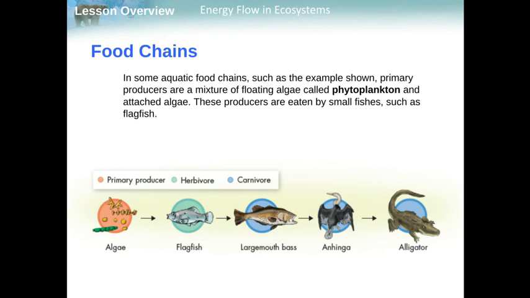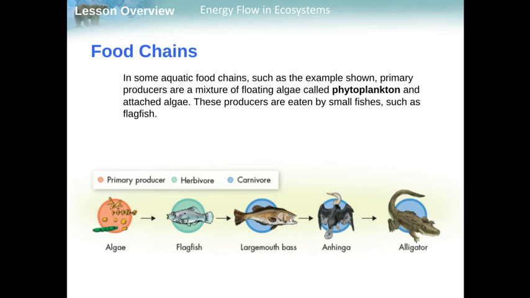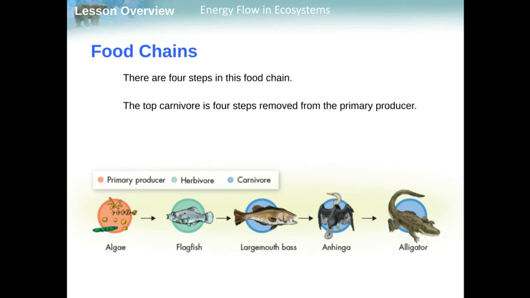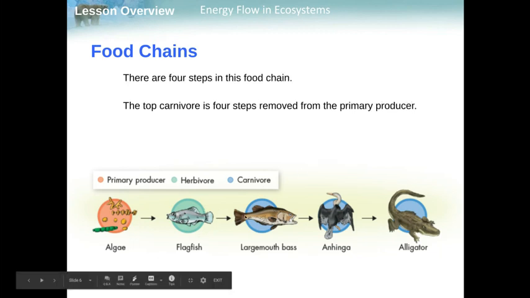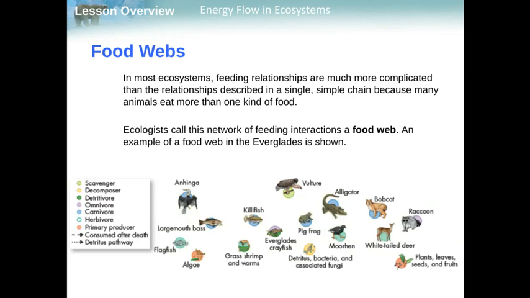So, in some aquatic food chains, though, we have the primary producers all the way down here being algae, these single-celled organisms that are very, very small. They're eaten by very small fish and then transfer the energy up. Okay, so there are 4 steps in this food chain that we can see here. We have 1, 2, 3, 4. So each step is counted when we move from one trophic level to the next.